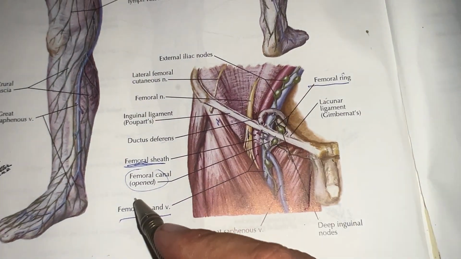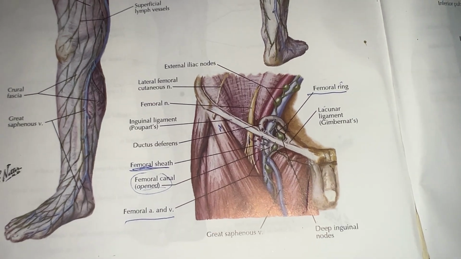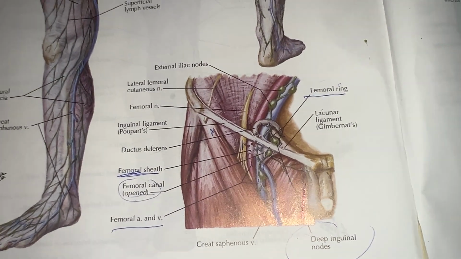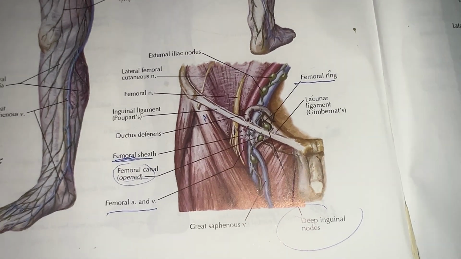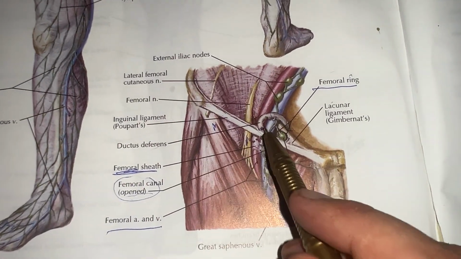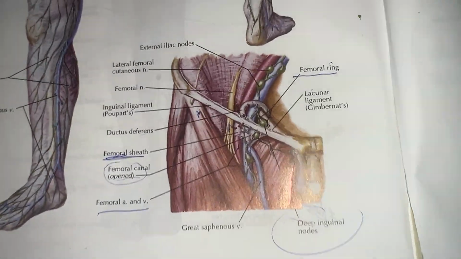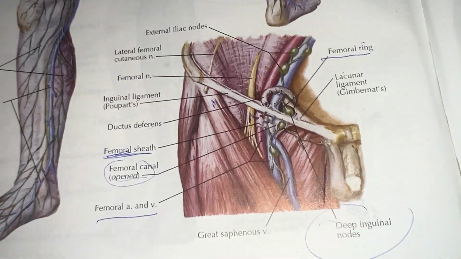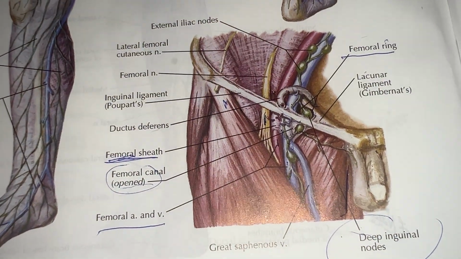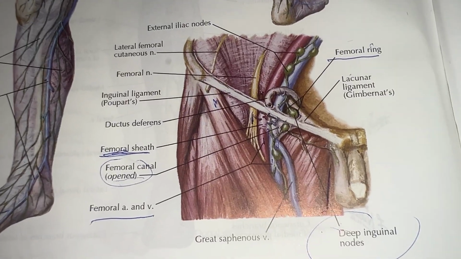The contents of this femoral canal are lymph nodes. The deep inguinal lymph nodes are present in this femoral canal. And what is its advantage? Its advantage is that it allows the femoral vein to expand during exercise, while its disadvantage is that it is the space through which a femoral hernia can occur.